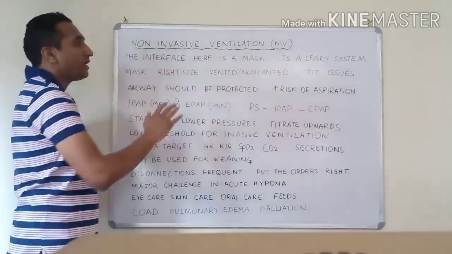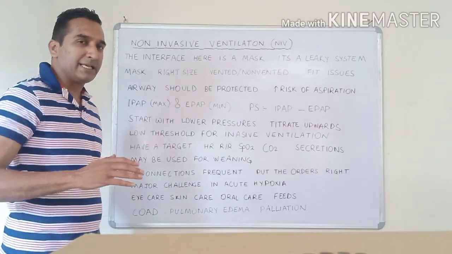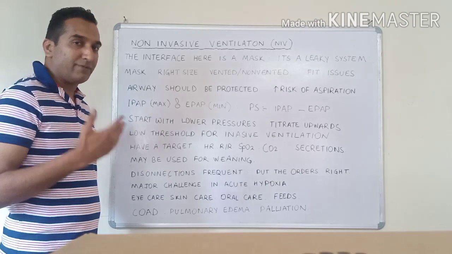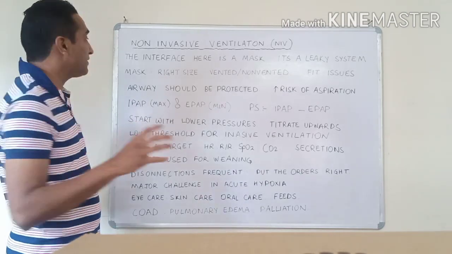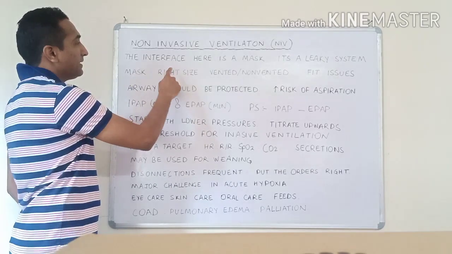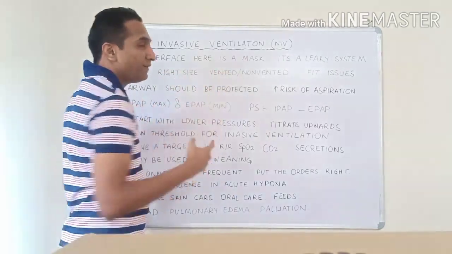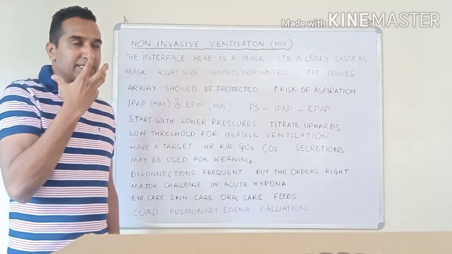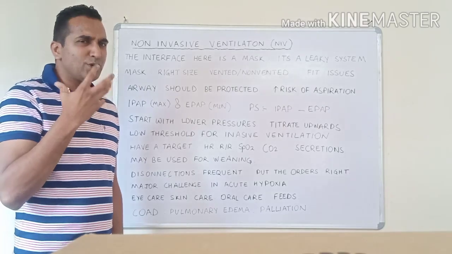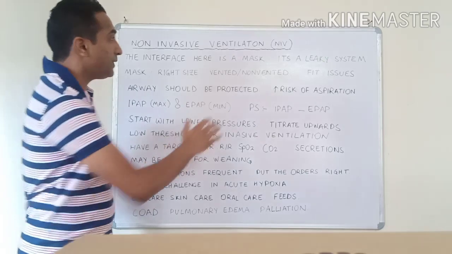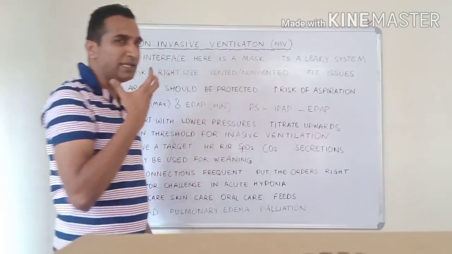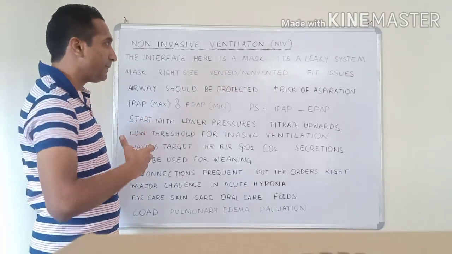Now we talk about non-invasive ventilation, which is the same as mechanical ventilation done invasively. Both deliver positive pressure, but the very basic difference is the interface. Here the interface is a mask which fits on the face, and it does not produce such a good seal which an ET tube would do with the trachea. So it's a leaky system. Some amount of leak of air is expected.